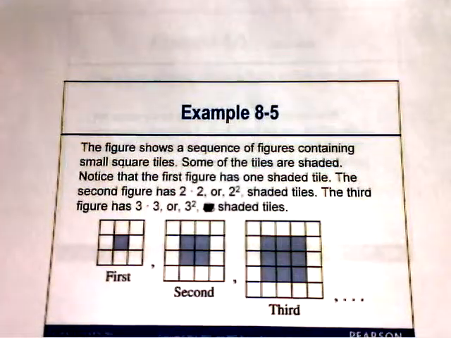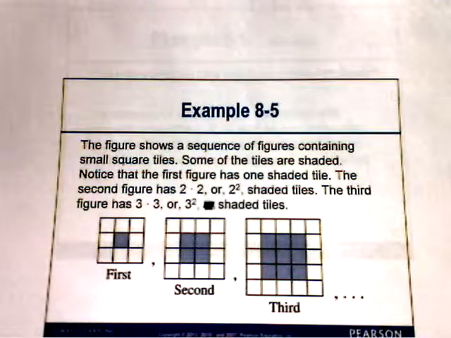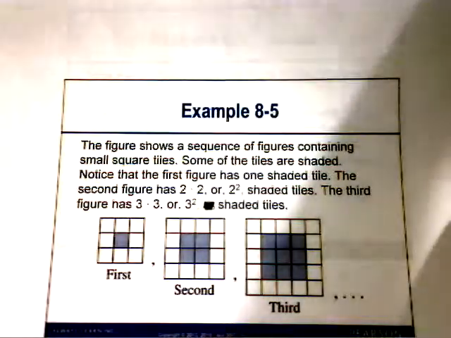Now let's look at this example. The figure below shows a sequence of figures containing small square tiles. Some of the tiles are shaded. Notice that the first figure has 1 shaded tile. The second figure has 2 times 2, or 2 to the second, shaded tiles. The third figure has 3 times 3, or 3 to the second, shaded tiles.